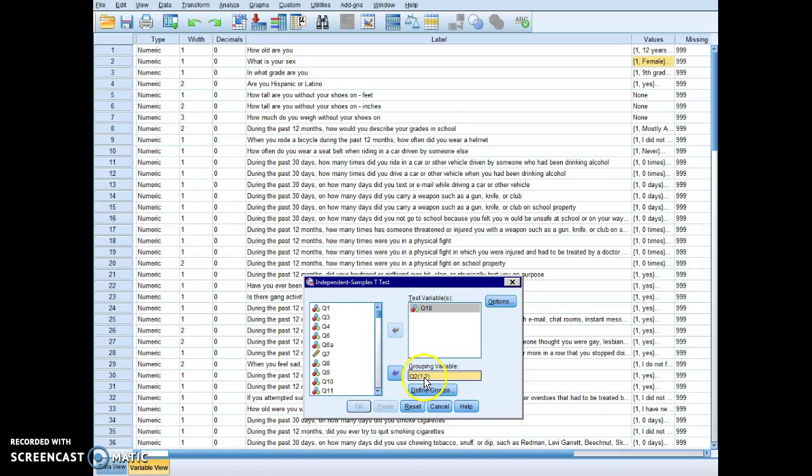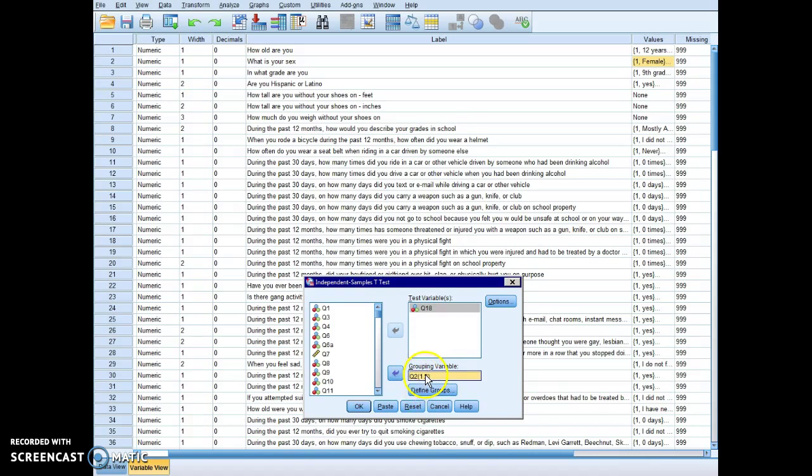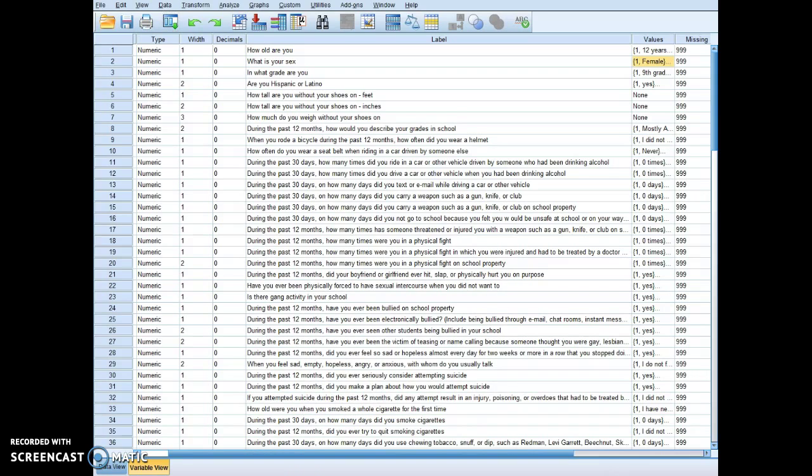As you can see, there are 2 question marks here, and I'm not able to press OK. This is because I have to define the groups. Since we had already checked what the groups are, I can tell that group 1 is 1. Usually this is blank, and so I will enter 1 for female and 2 for male and hit continue. Now that I've identified the groups, I'm able to hit OK and run the data.